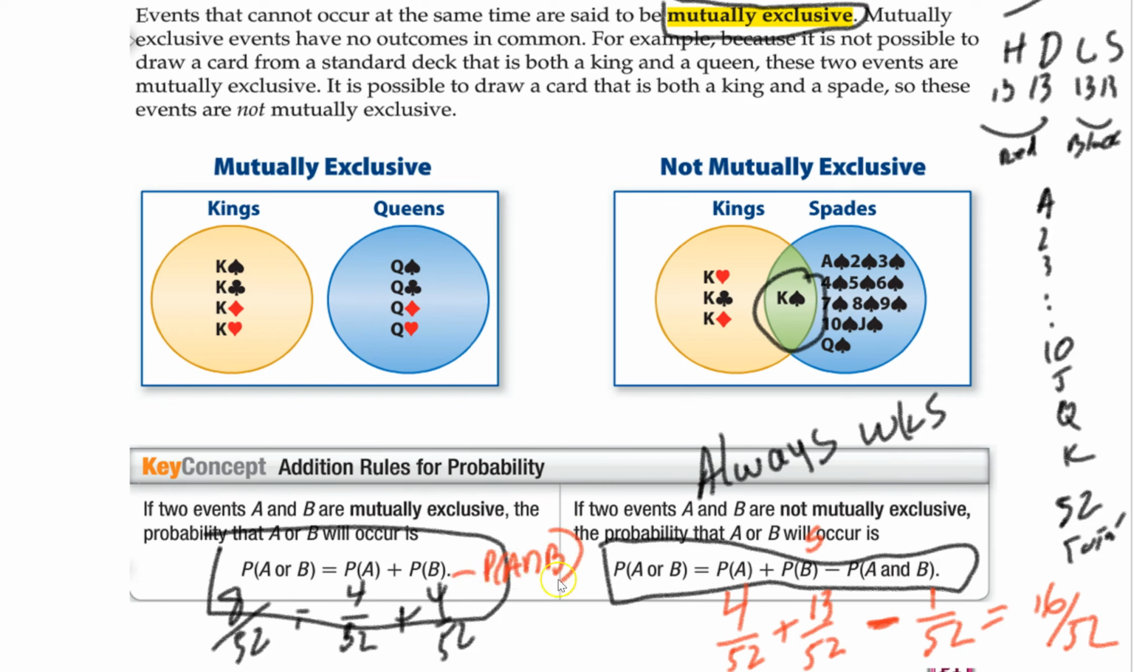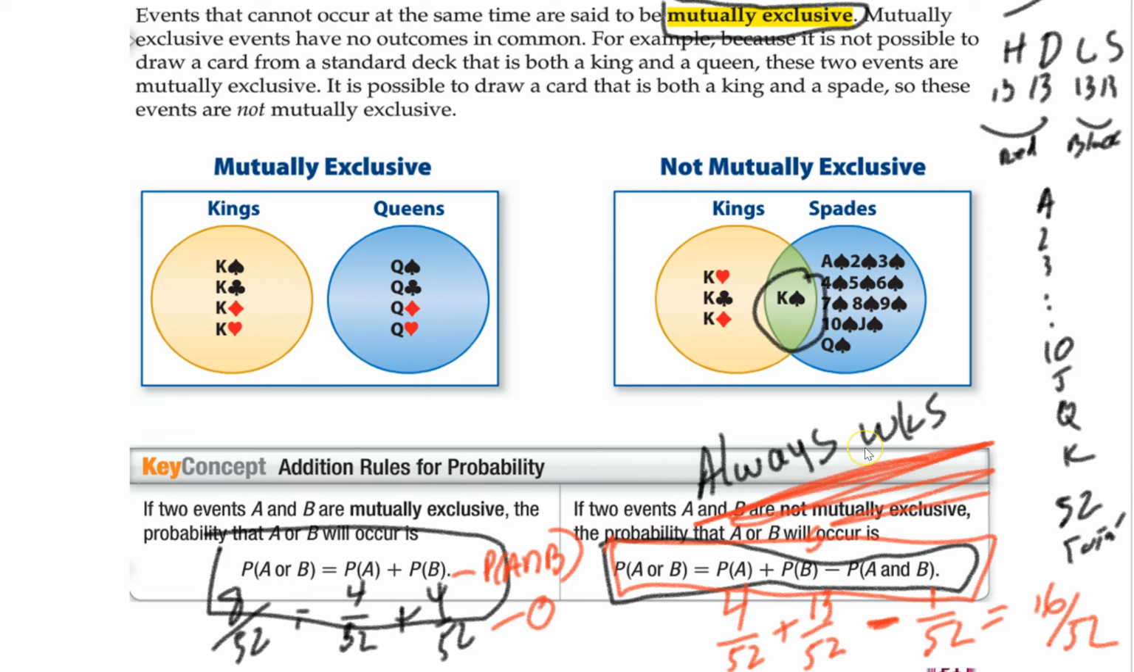Notice that they have nothing in common. That says to me 0. So it still works. I love this formula. It always works. This formula only works with mutually exclusive. This formula always works, so we're going to use this one a lot. So we're going to keep that formula in mind.